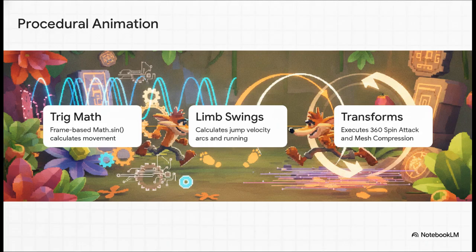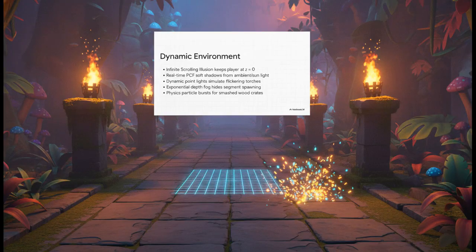through the air. And those classic action platformer moves? Simple rotation transforms execute a perfectly smooth 360-degree spin attack, while compressing the math of the character's mesh gives us a slick, totally satisfying sliding mechanic. But building the hero is just half the battle. We also have to build a breathing world.